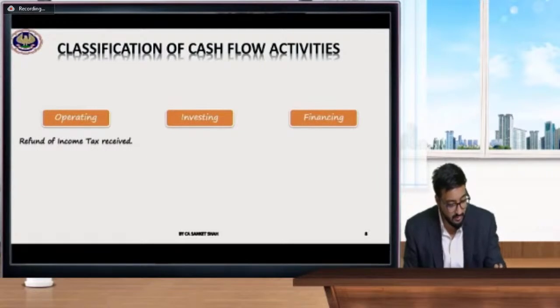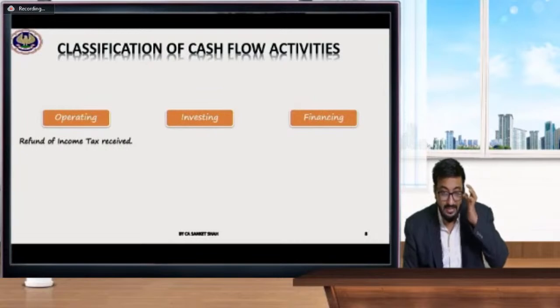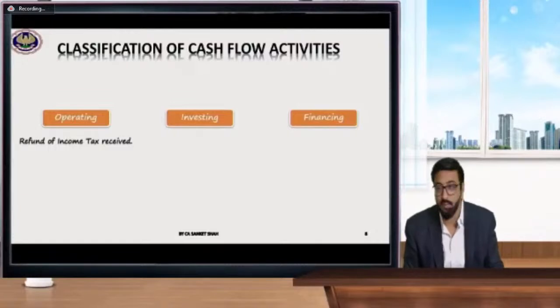First answer, who answered it correctly? Today's action day. Himanshu Gupta. Yes. Very good. Himanshu Gupta gave the answer, operating activity. See beta, income tax you are paying normally on your business income, and business is your operating income. If you are paying any income tax on selling of an asset, that is short term capital gain or long term capital gain, that is investing activity. But if nothing is mentioned, then income tax is operating activity. So number one, refund of income tax received, is operating activity.